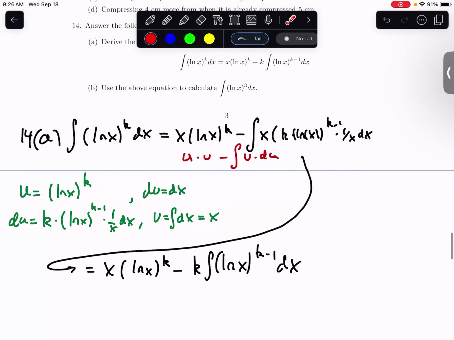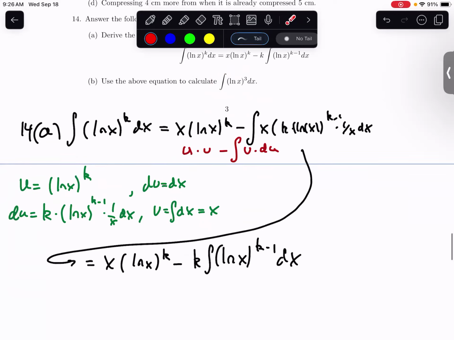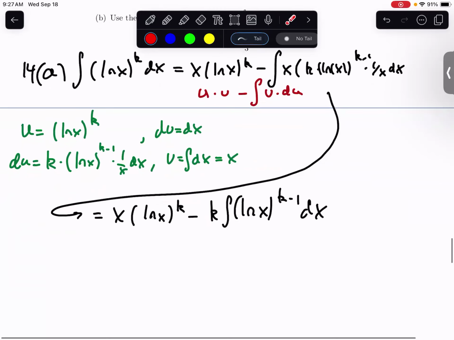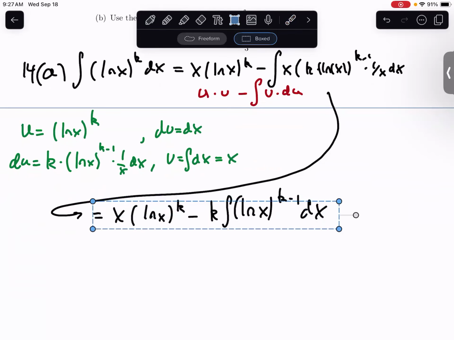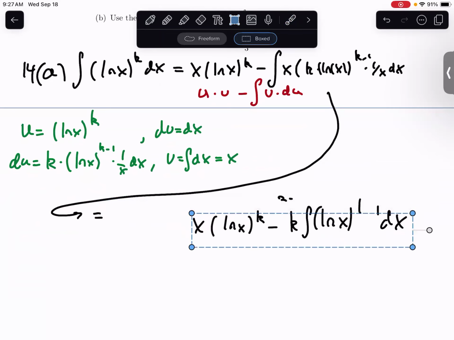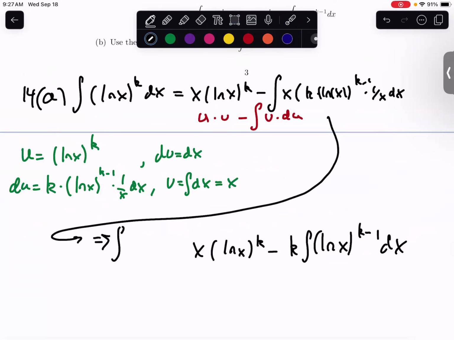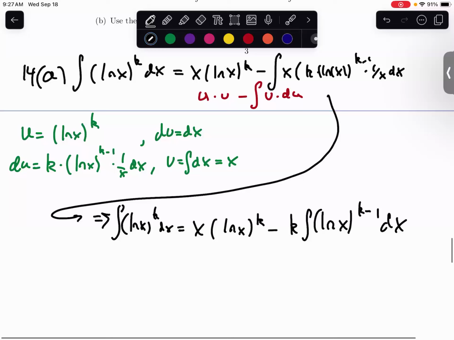Okay, so for part B, you just have to use this formula a couple of times to reduce this power of natural log of x to the third power to something that's easier to compute. So we just make use of this formula. Let's write out the full formula here. Yes, this was k minus 1. So the integral of the natural log of x to the kth power dx is equal to this thing. For B, it wants you to use this formula a couple of times.